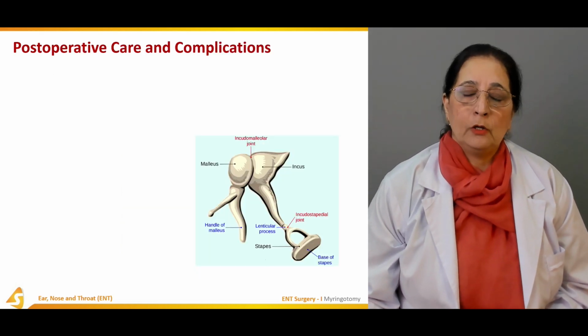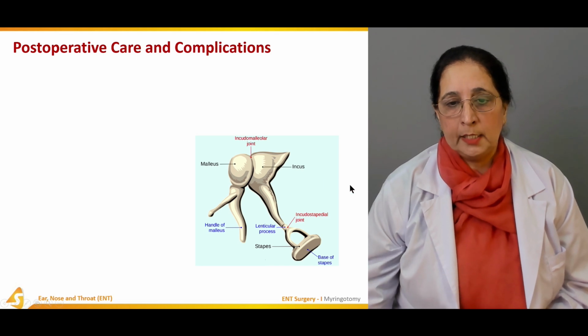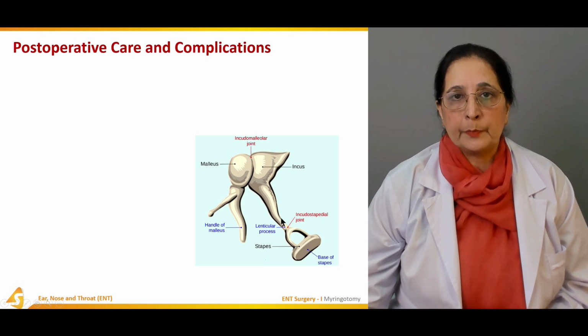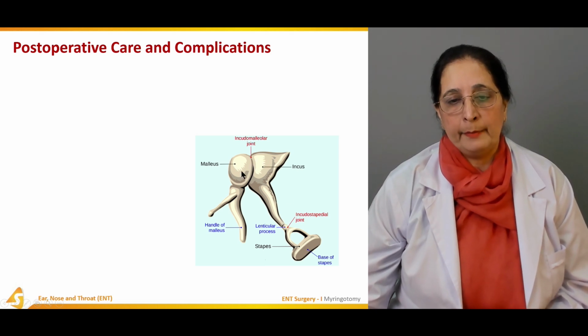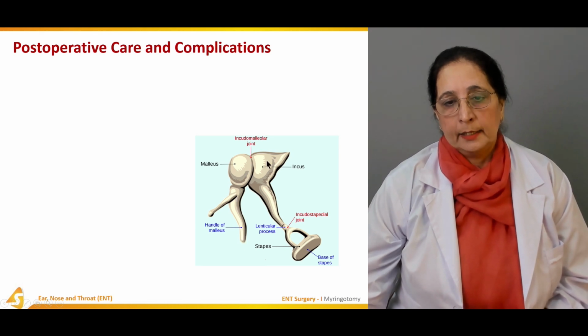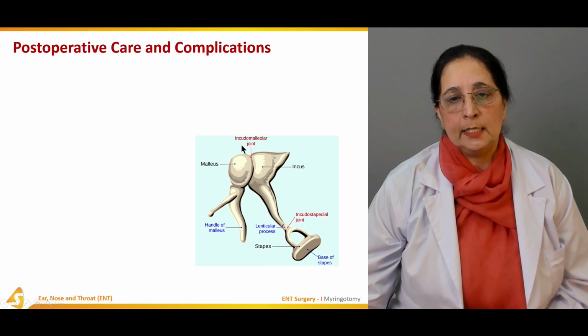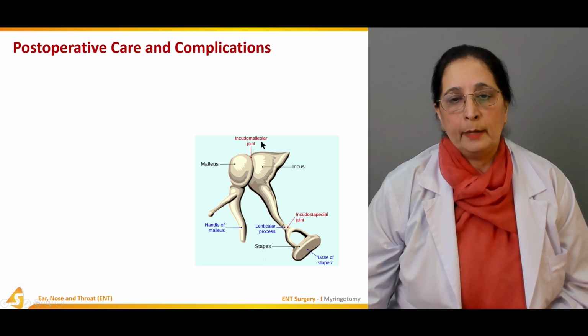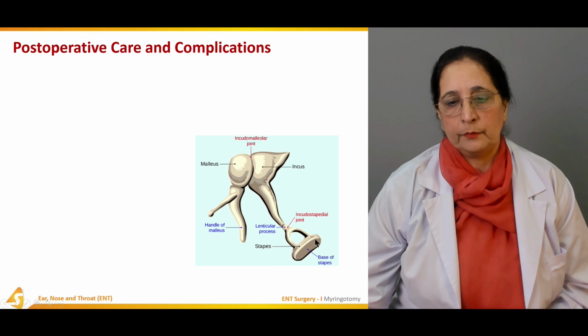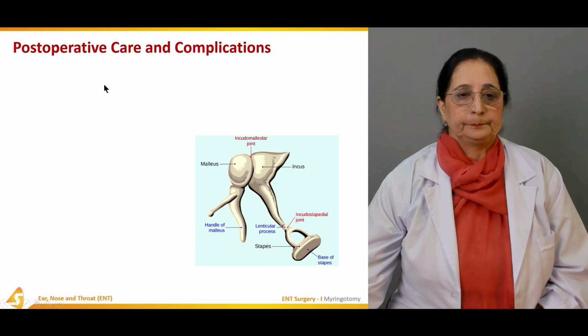Postoperative care and the complications of myringotomy. These are the ossicles, or the bones present in the middle ear. We have the malleus. This is the handle of the malleus. This is the incus. This is the joint between the incus and the malleus, known as the incudomalleolar joint. Then this is the incudostapedial joint. This is the stapes and this is the footplate or the base of the stapes.